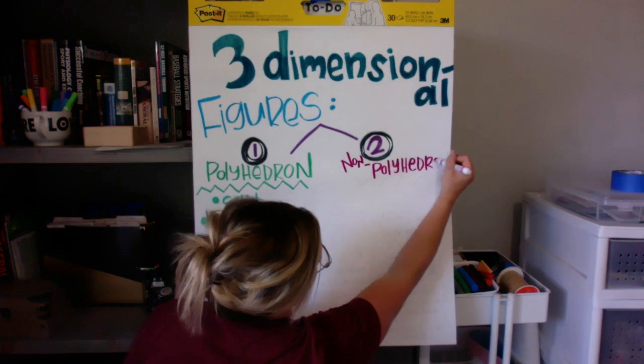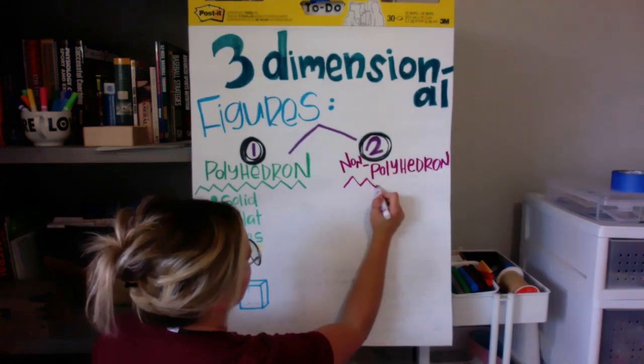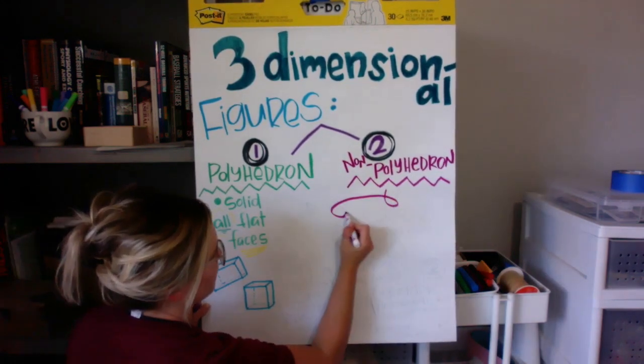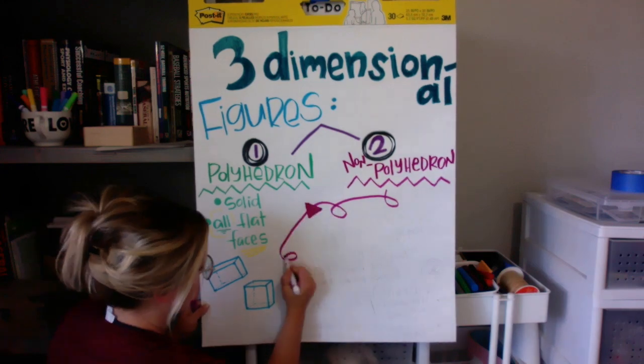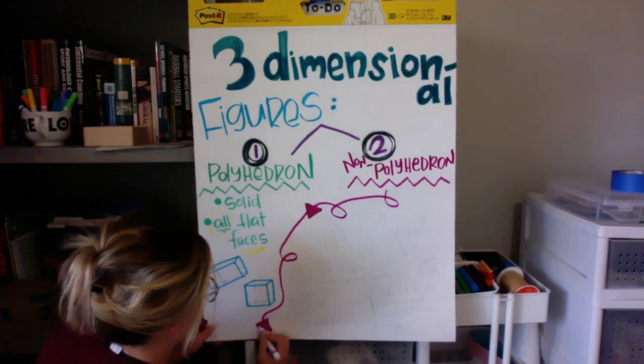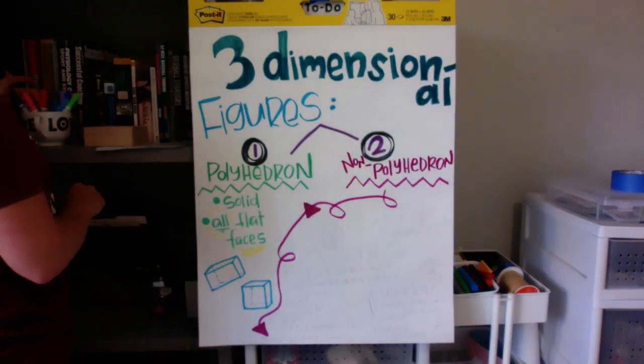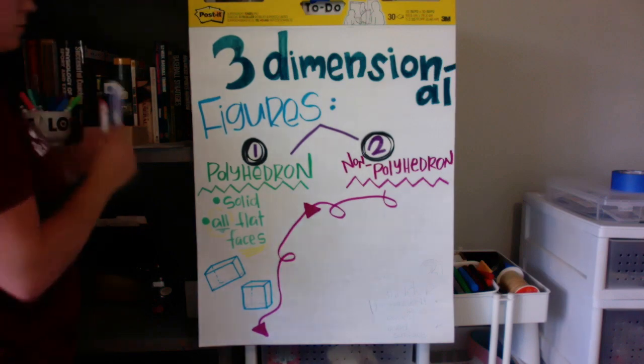The other type of three-dimensional figure is a non-polyhedron. There are three main types of non-polyhedrons. We're going to talk about those today.